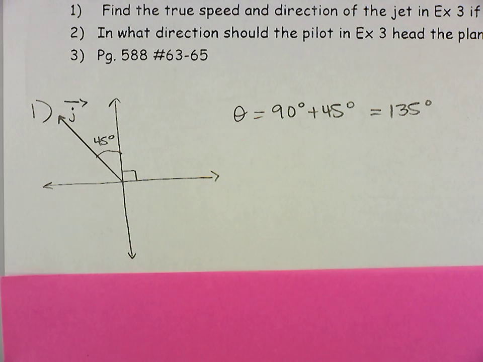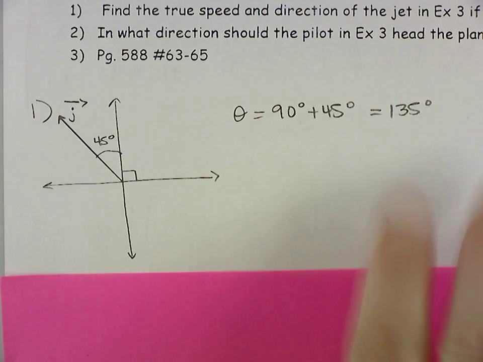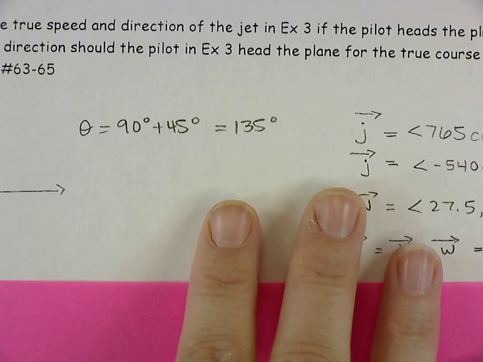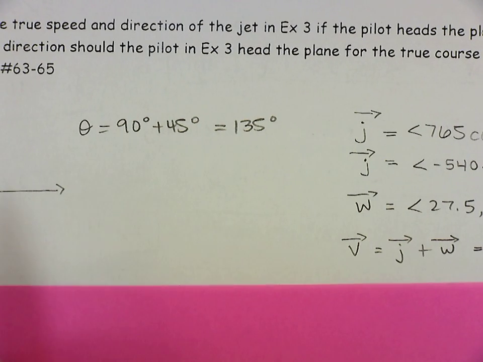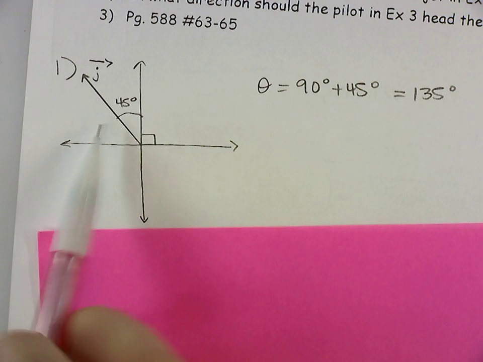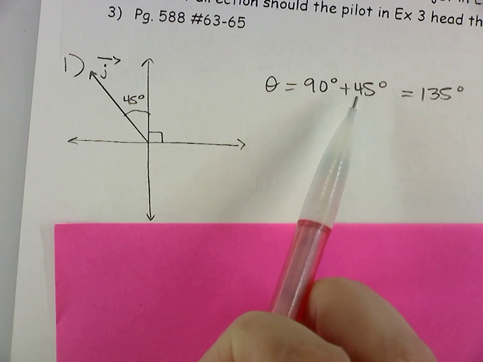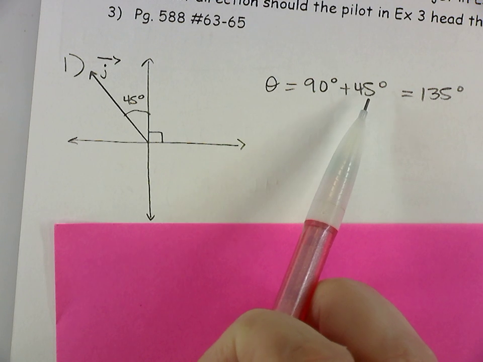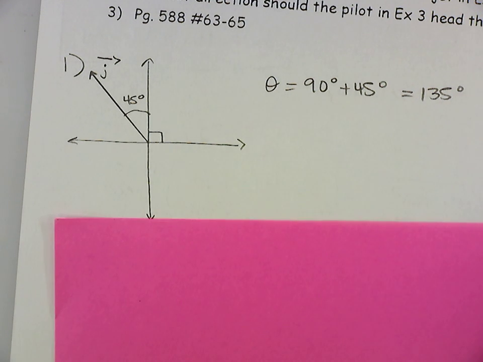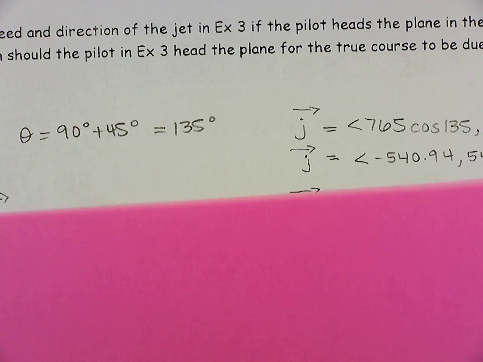Okay, so for number 1, we're going to find the true speed and direction of the jet in example 3 if the pilot heads north 45 degrees west. I drew my little picture here for north 45 degrees west. So your theta value would have to be 90 plus 45 degrees, which would be 135 degrees. That's going to be your theta.